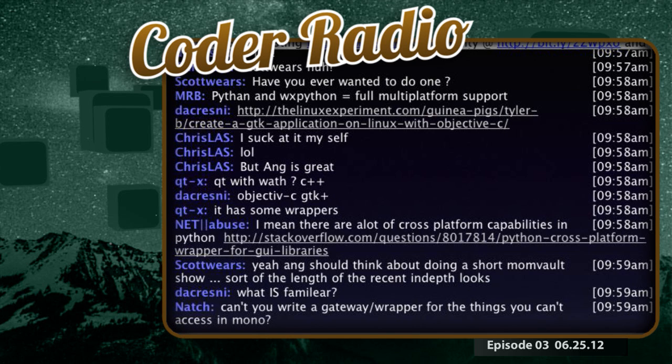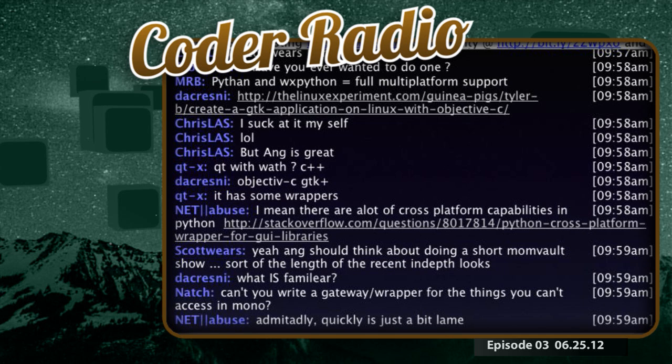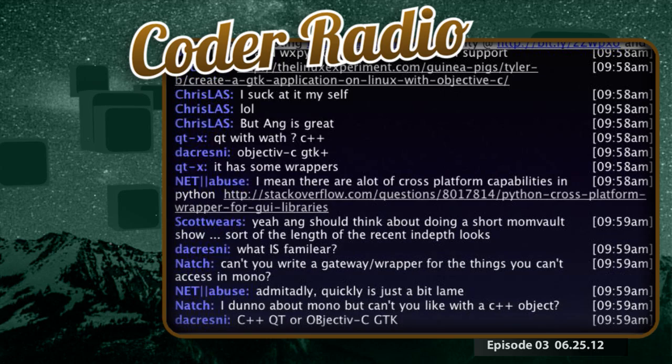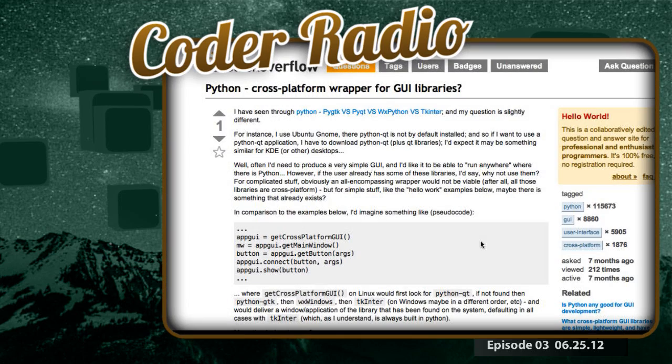What do you think about this? They have a recommendation in here: there's a Python cross-platform wrapper for GUI libraries. So I guess you'd have to do some customization for the top layer of it. Yeah, that's the kind of thing I've been looking into, and also Natch is recommending an access layer for the Ubuntu specific stuff. That's probably what I'm going to have to do.